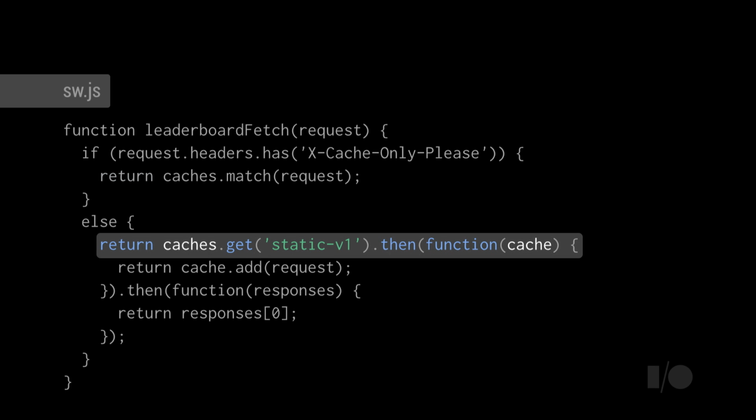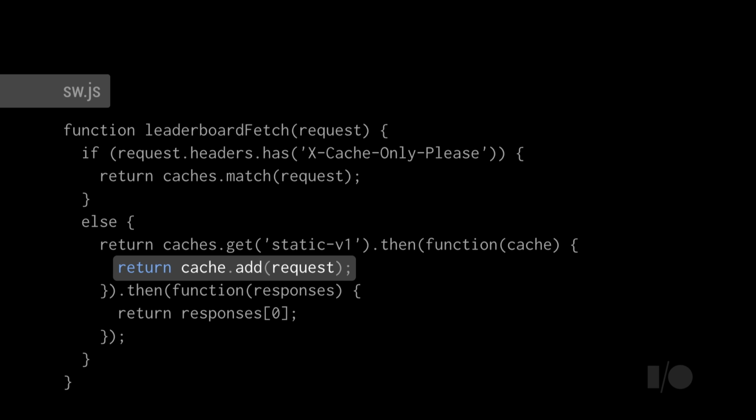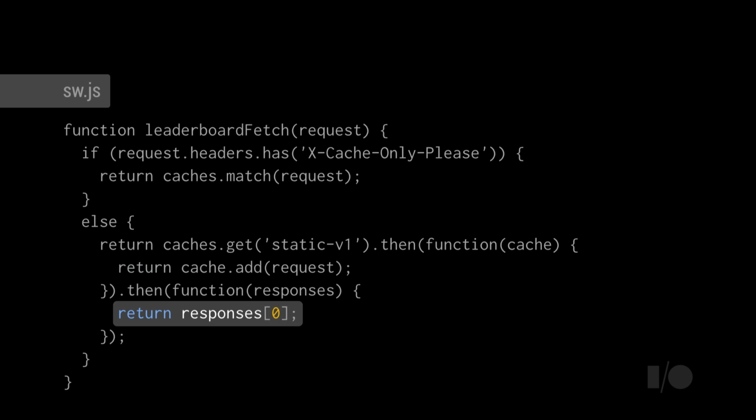If that header isn't there, then we'll go and get our static v1 cache, and we're going to ask it to fetch a fresh version of the leaderboard and store it in the cache. And if that completes successfully, we'll also pipe it back to the browser. This is the sort of thing that you can't really do with a non-extensible feature like app cache.